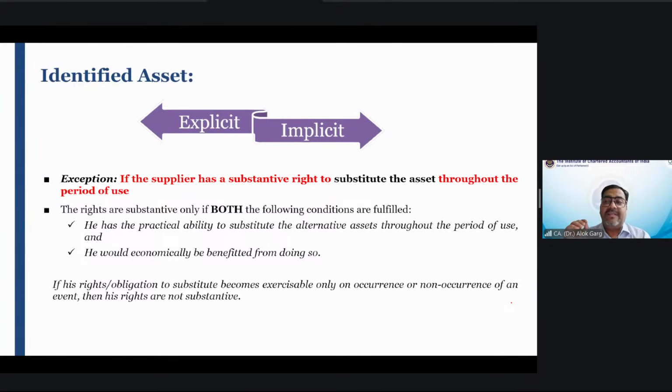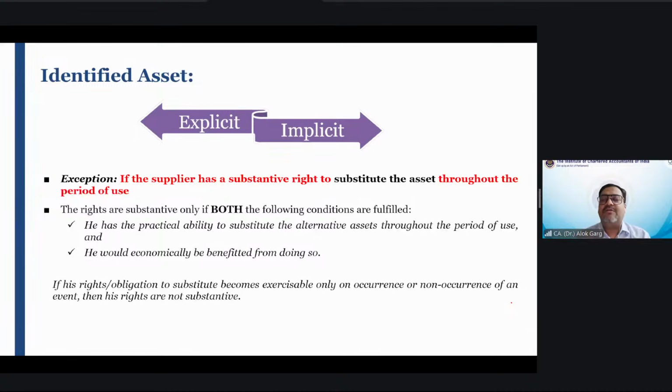The lessor has kept this right to replace the asset clause in the agreement. Means whenever a foreigner comes and asks for a car, the lessor will give this new Mercedes car to that foreigner and will provide the old Mercedes car to the lessee. Why? Because when the lessor gives the new Mercedes car to the foreigner, probably they will pay more. So it means the lessor has a substantive right. Substantive means the lessor can exercise the right to replace and will get benefited from that replacement. So friends, if the lessor has a substantive right to replace the asset, it will not be considered as an identified asset. Means by the replacement, the lessor should not get the benefit.